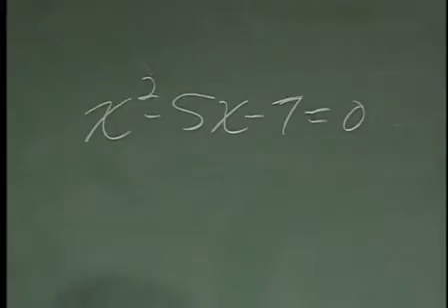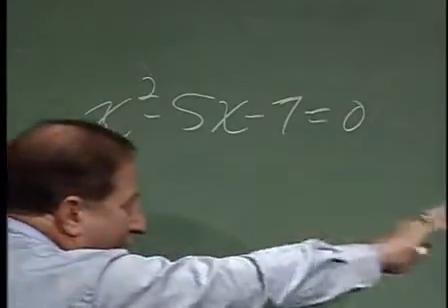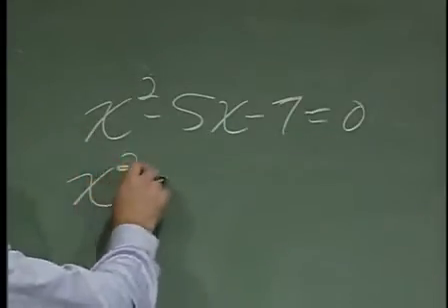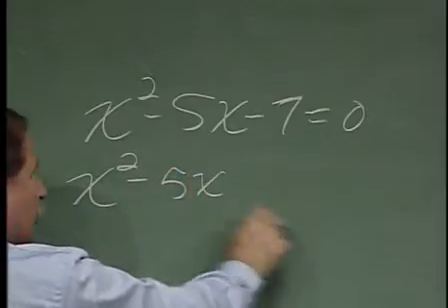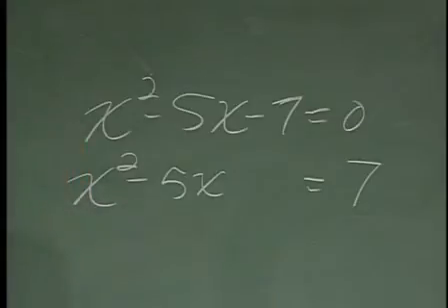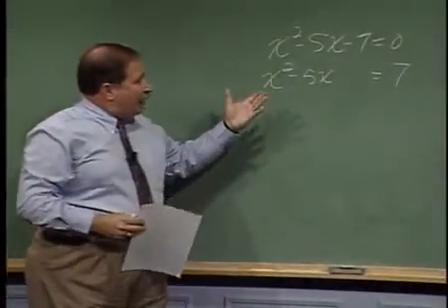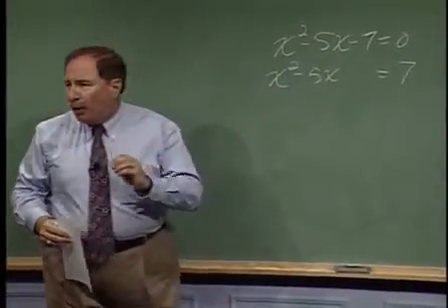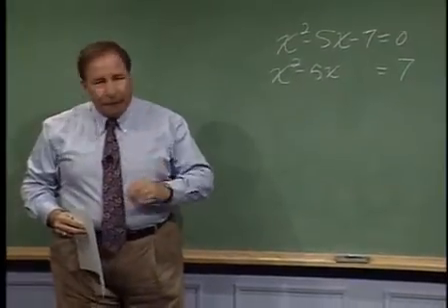All right, so what I'm going to do. The first thing I did was to get whatever the number was out of there. x squared minus 5x, and I add 7 to both sides to get rid of the negative 7. So what I now have is two of the three terms in what I want to be a perfect square.